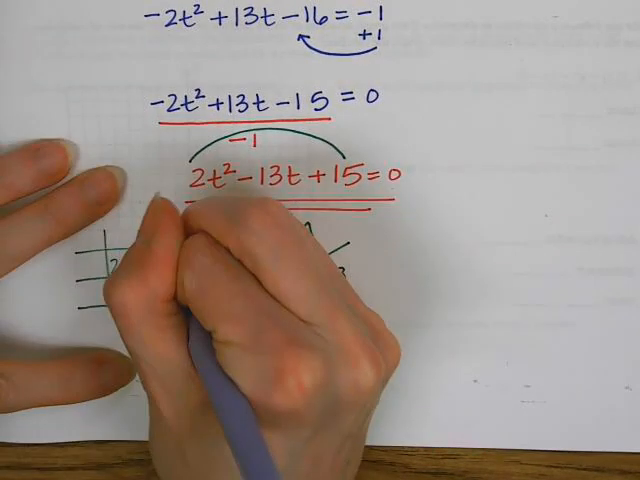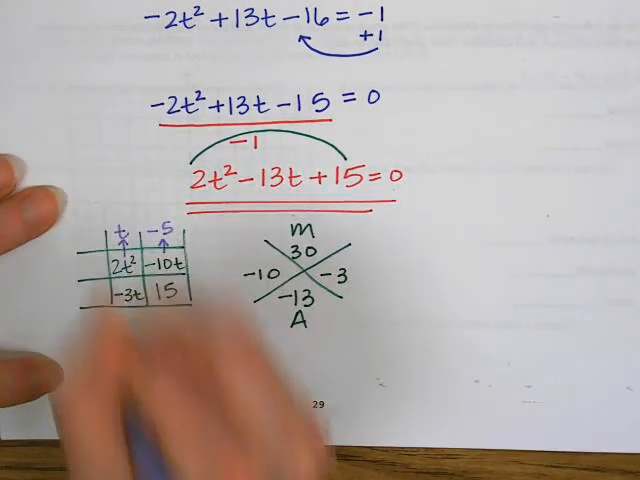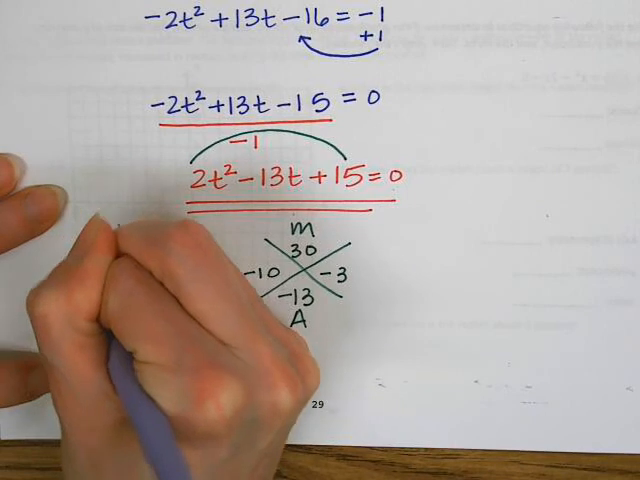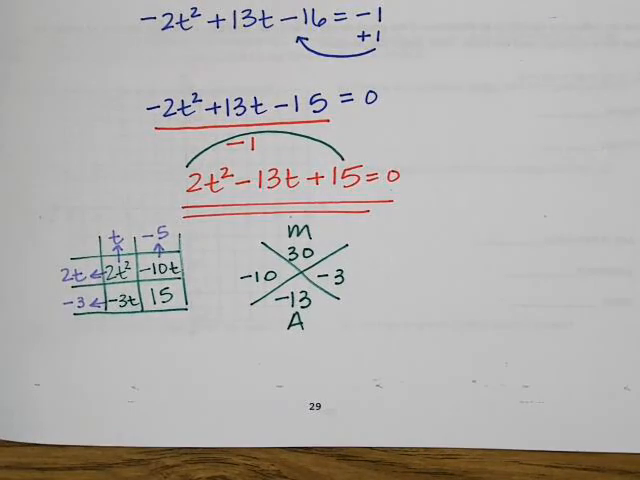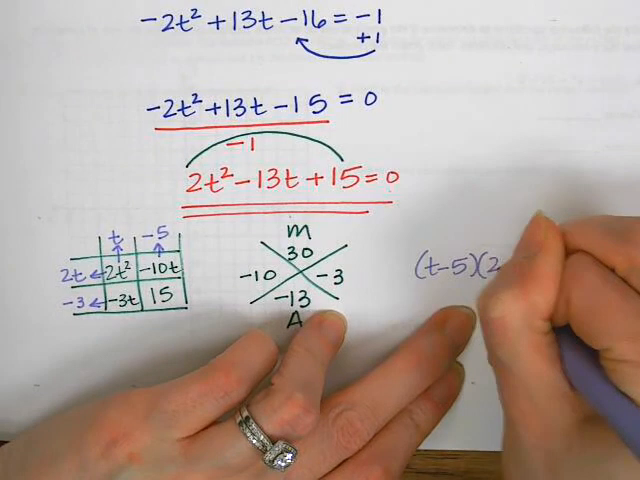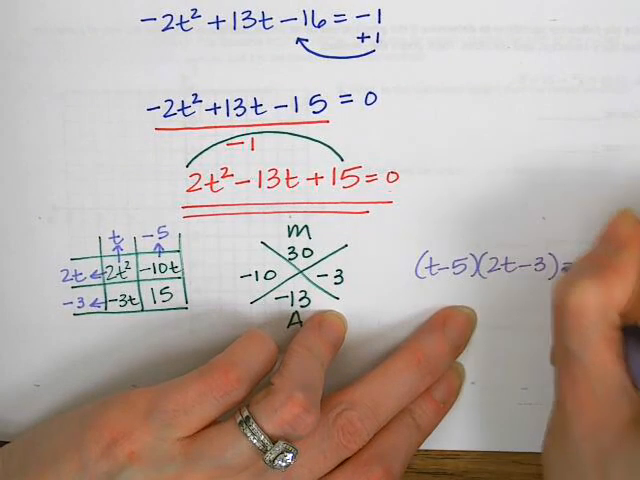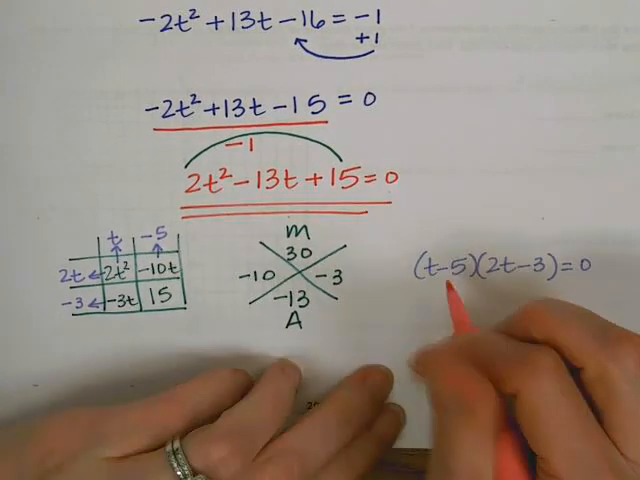So here we got a negative 5. Here we got just a 1t. Here we got a 2t. And here we got a negative 3. All right, so if you write it out, we're at t minus 5 times 2t minus 3 equals 0. And then we can use our zero property to solve.